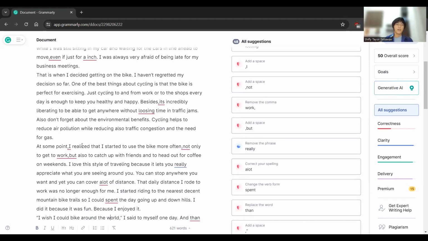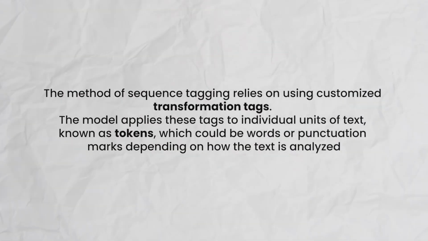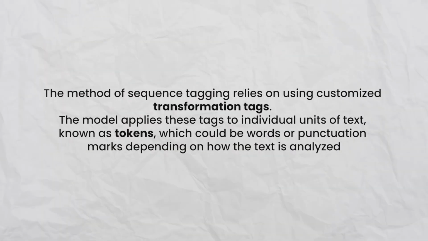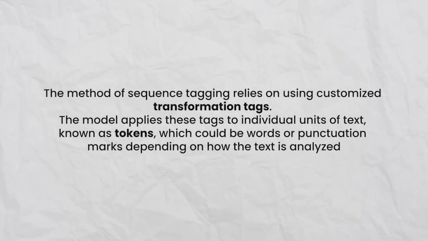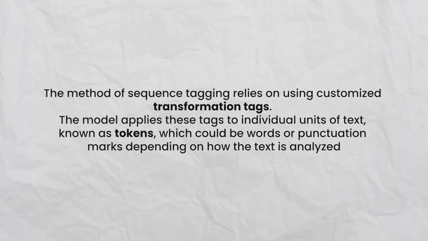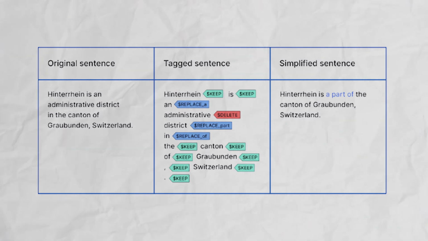So yeah, how does it work? Grammarly uses a method called transformation tags. The method of sequence tagging relies on using customized transformation tags. The model applies these tags to individual units of text known as tokens, which could be words or punctuation marks depending on how the text is analyzed. For instance, if a token is labeled with the label delete, it means that it needs to be erased.